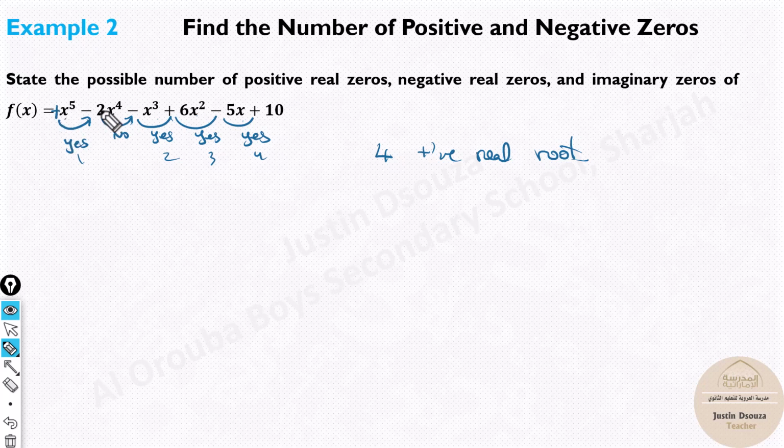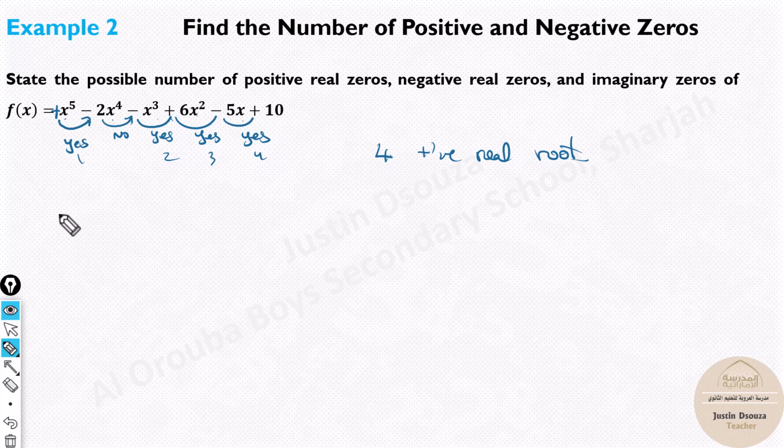Because there were sign changes with the coefficients 4 times, and now this is for the positive real roots, as it is the given equation. But what about negative real roots? Positive real root means it can be, say, 2, 3, 4, any positive number. But what about negative numbers? So for that, you have to rearrange and change this equation.